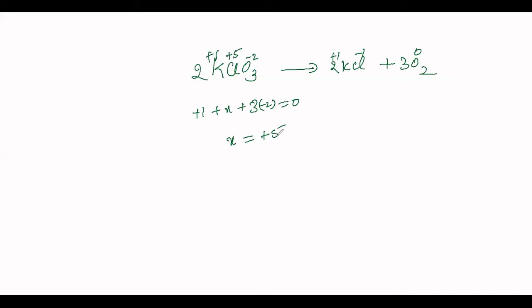Chlorine is undergoing oxidation. In fact, chlorine is changing its oxidation state from +5 to -1. Its oxidation number is decreasing, means it is undergoing reduction, not oxidation. Second one is also not correct. Oxygen is reduced. Oxygen is changing its oxidation state from -2 to 0. So its oxidation number is increasing, hence it is undergoing oxidation, not reduction.